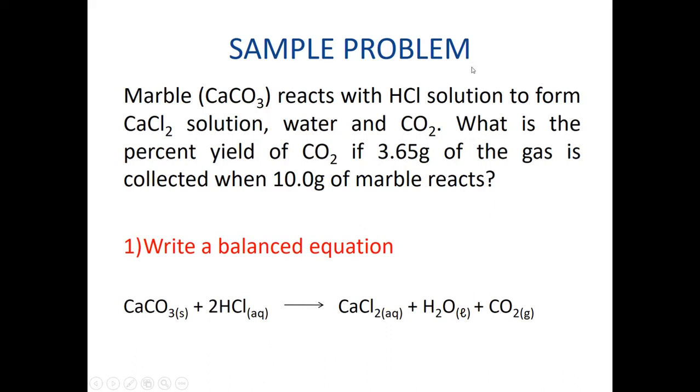This is the sample problem. Okay, marble, calcium carbonate, reacts with hydrochloric acid solution to form calcium dichloride solution, water plus carbon dioxide. What is the percent yield of carbon dioxide if 3.65 gram of the gas is collected when 10 gram of marble reacts? First, you need to write down a balanced equation. Means that you understand here CaCO3 reacts with hydrogen chloride in the aqueous solution to form CaCl2 in aqueous because it states here solution, plus water you put in liquid form and CO2 gas form.